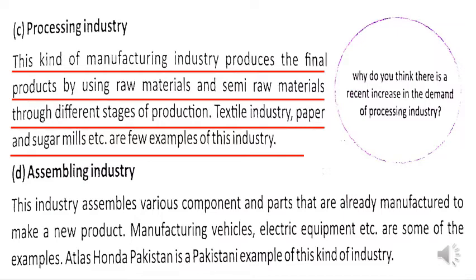Moving on to our next type, we have assembling industry. This industry assembles various components and parts that are already manufactured into a new product. Manufacturing vehicles, electric equipment, etc. are some of the examples. Atlas Honda Pakistan is a Pakistani example of this kind of industries. You may also underline this line if you want.